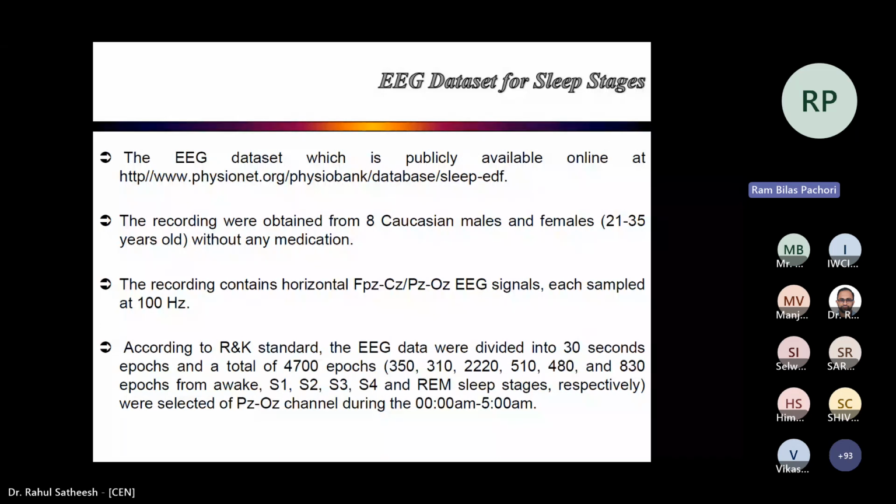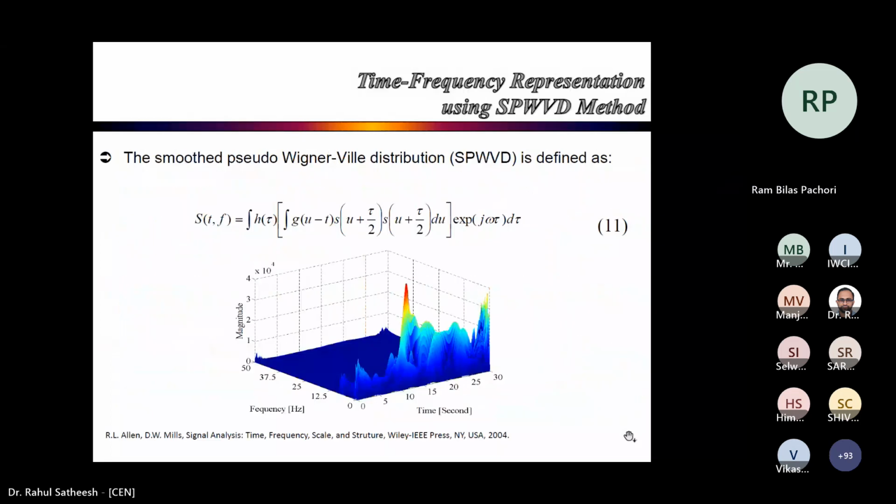Now, next slide please. So this is the smoothed pseudo Wigner-Ville distribution, which is defined by equation 11 and has been computed. One example of this computed smoothed pseudo Wigner-Ville distribution can be seen in this figure. Here, the energy that you see in the time-frequency domain is converted into an intensity image. Next slide please.